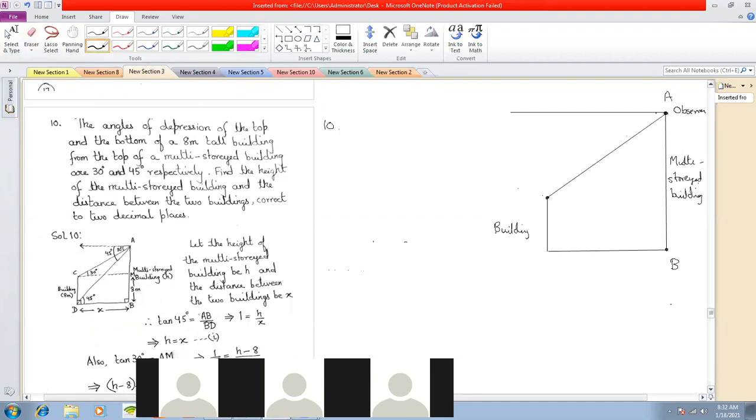Again, the observer is here at A. This time, he is observing the bottom of the building, like this. Okay. So the angle of depression of the top of the multi-storied building and the bottom of the multi-storied building. So this angle is 45° and this angle is 30°. These two are the angles of depression given.